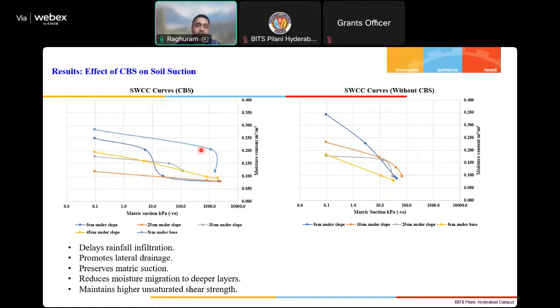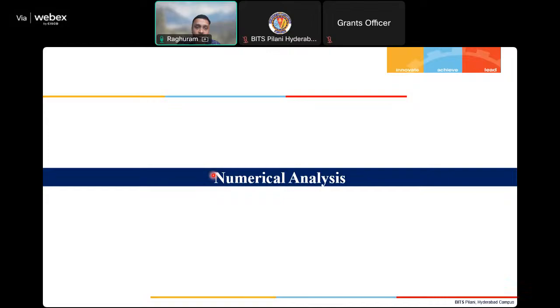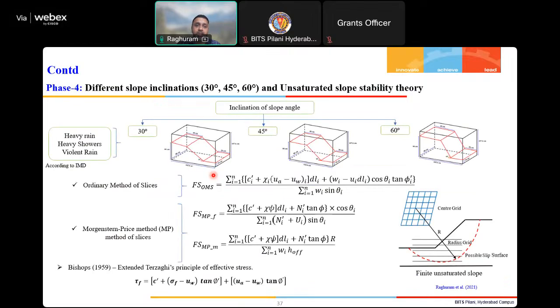Due to the CBS, this capillary barrier system, the rainfall infiltration is delayed, because it provides lateral drainage for the water to flow, and it preserves the matric suction by providing additional reinforcement of a kind, and it maintains a higher unsaturated shear strength. When matric suction is higher, shear strength will obviously be higher. The same thing we have carried out in numerical analysis.